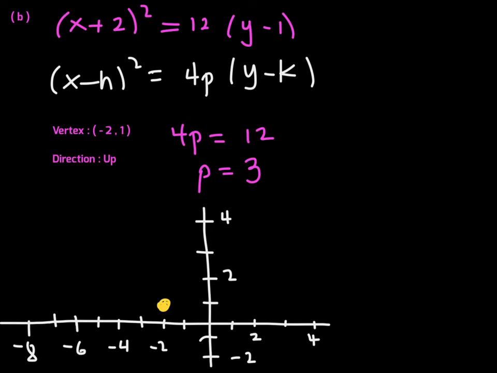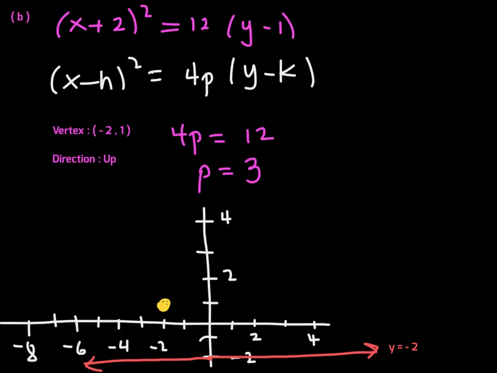So 3 units down from the vertex will drop you off at -2, -2. What I'm drawing here is your directrix. I'm going to want you to label that, right? So y is equal to -2. Again, I found that by moving 3 units down from my vertex.